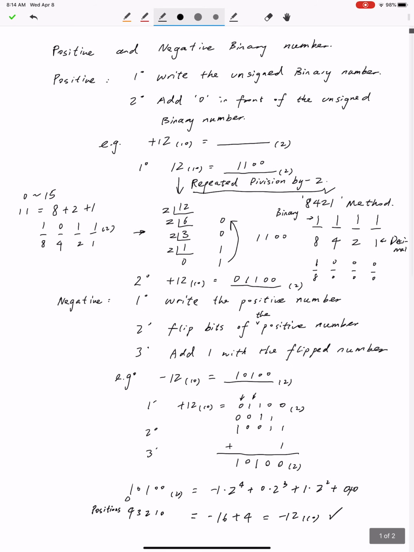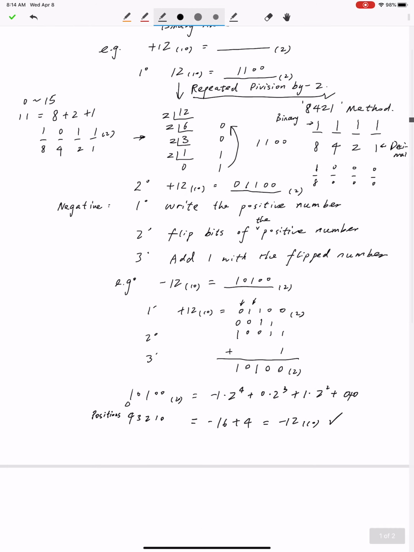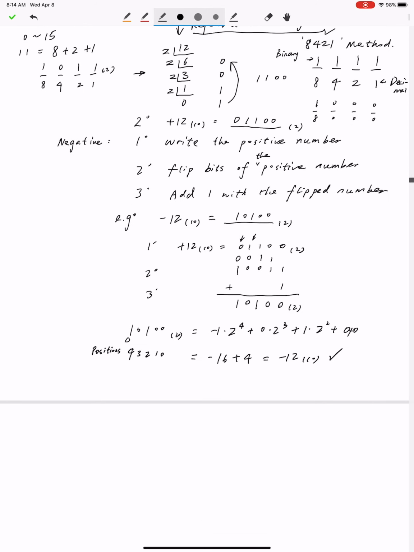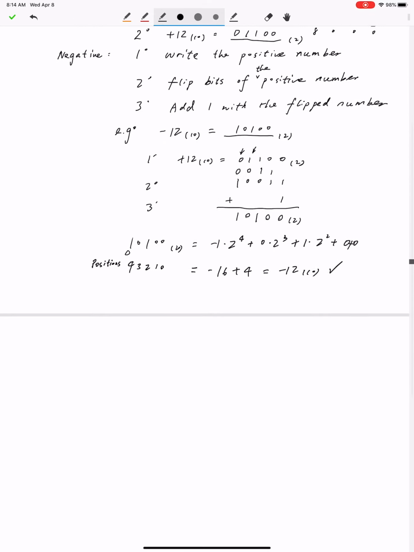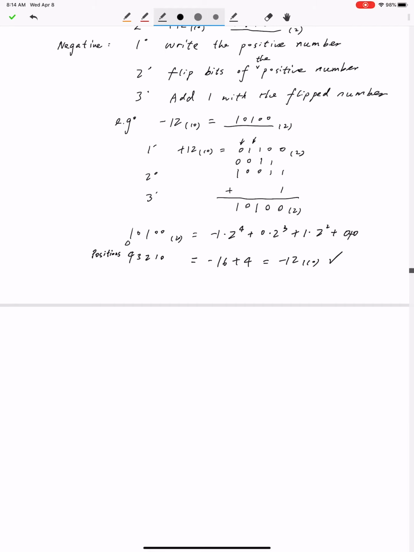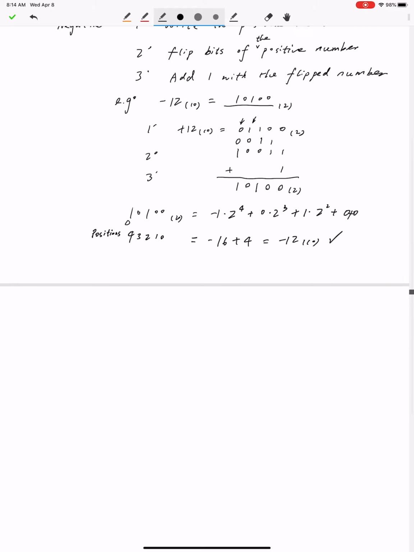All right, so that's how we represent positive and negative binary numbers. That's also a quick review of what we have learned in the last week. And at the beginning of today's class, I want to talk about the sign extension. Okay.